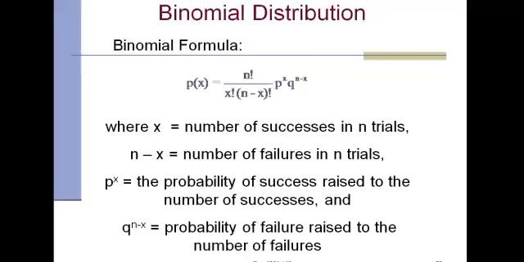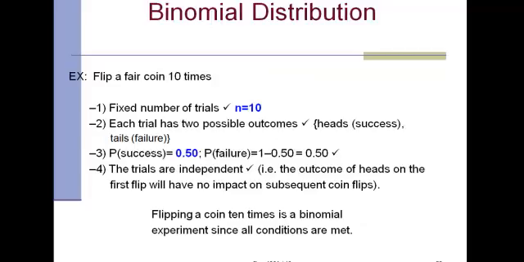So the binomial formula, I'm not going to even spend any time on this, but as you can see, it's pretty complicated, but we don't have to worry about it. Again, Megastat will do that for us. So I'm going to give you an example of how you would check the criteria to make sure that an experiment falls into the category of being binomial.